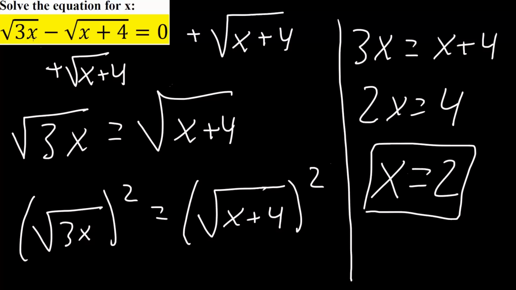If we were to plug in 2 here, 3 times 2 is 6, so the square root of 6 minus the square root of 2 plus 4, which is 6. So the square root of 6 minus the square root of 6 is 0. And so that's correct. And that's all we need to do to solve radicals.